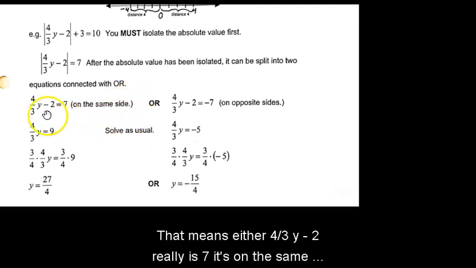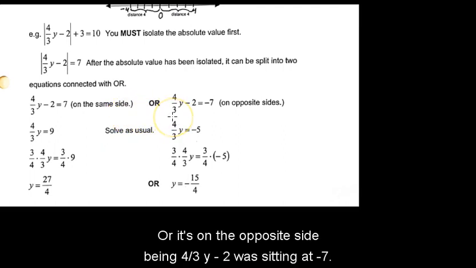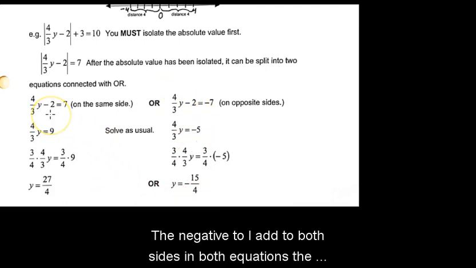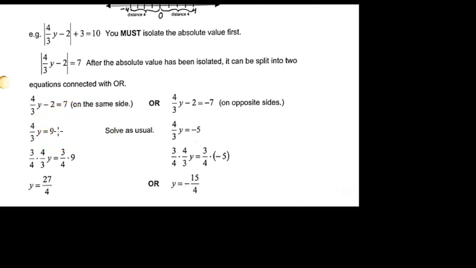That means either 4/3 y minus 2 really is 7, it's on the same side of 0 on the number line, or it's on the opposite side, meaning 4/3 y minus 2 was sitting at -7. We solve each of these the same way we would do any linear equation. To move the -2, I add 2 to both sides in both equations. And the one on the left, the 2 plus 7 would give me 9.